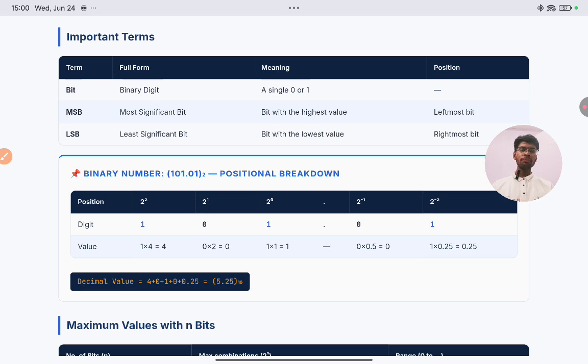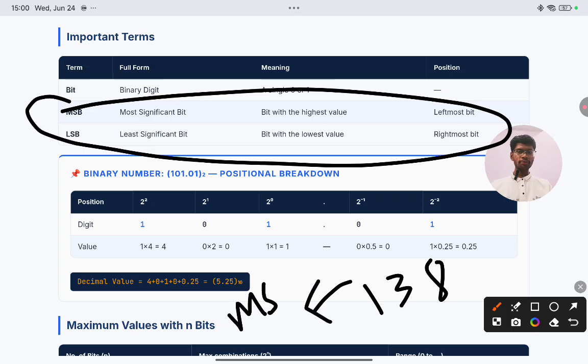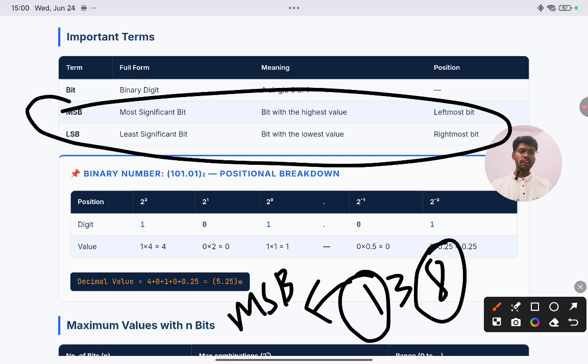So important terms we will learn here. A binary digit is called a bit. There is the most significant bit, that is the leftmost bit, which has the highest value, and the least significant bit, that is the rightmost bit, which has the lowest value. To remember these terms, let's say we have the number 138. In this 138, 1 is the MSB, the most significant bit, because it is in the hundreds place and has the greater value, and 8 is in the units or ones place, so it's the least significant bit, right?